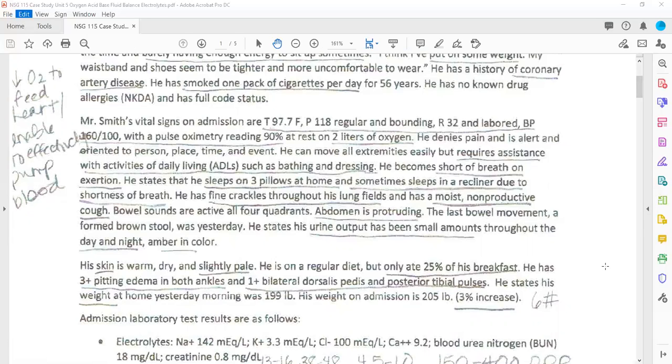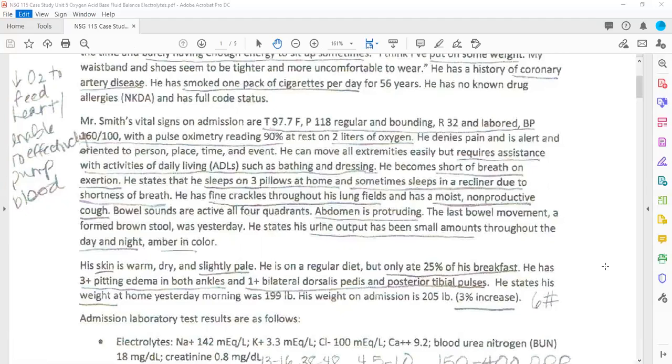3+ pitting edema on both ankles. So he's got a lot of fluid on there. And if you'll look at where we documented where the fluid was, so 3+ pitting in both of his ankles, 1+ bilateral dorsalis pedis, and 1+ posterior tibial. So that fluid is going all the way up to the posterior tibial area. He's got a lot of fluid on him.